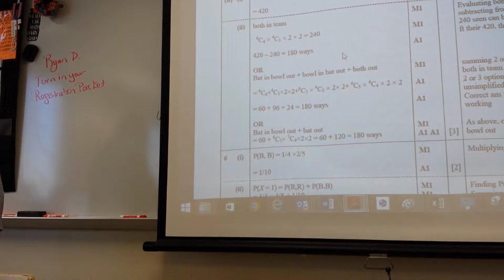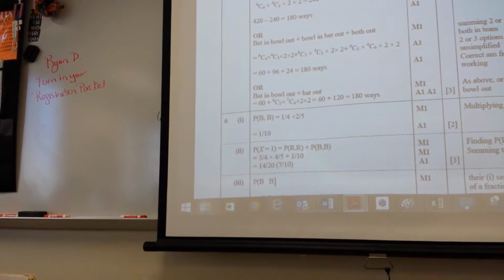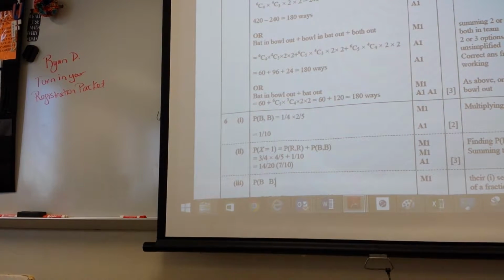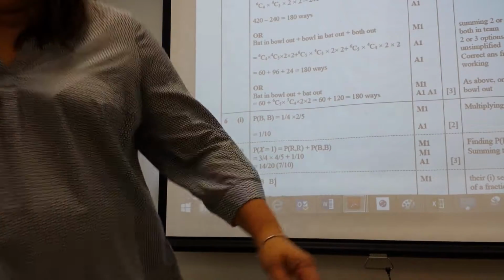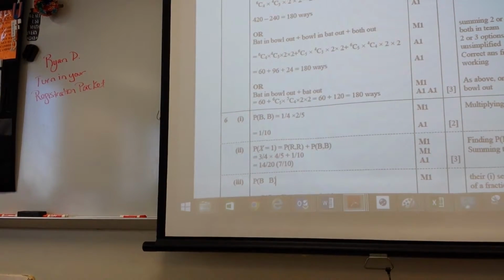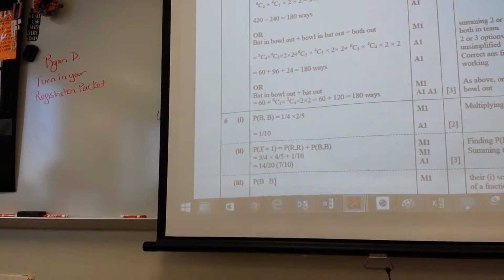What about October, November 2016, paper 62, number 4? This was the test that you briefly went over? Oh, okay, I have that already. I have it printed out over here. What number did you say? Number 4.